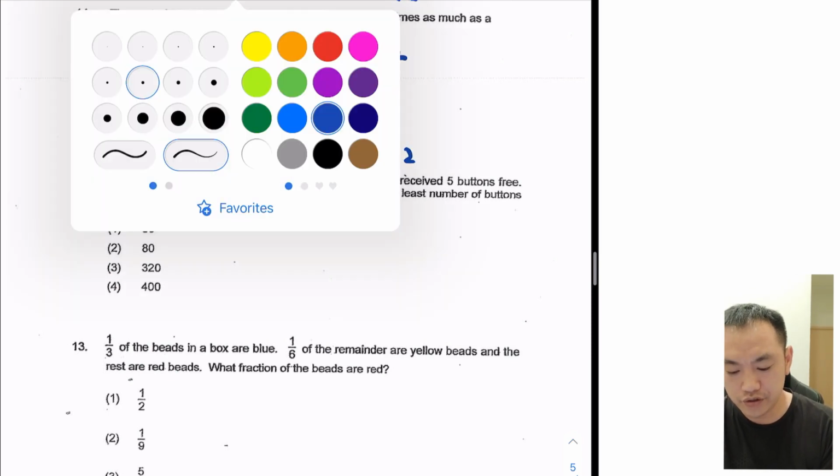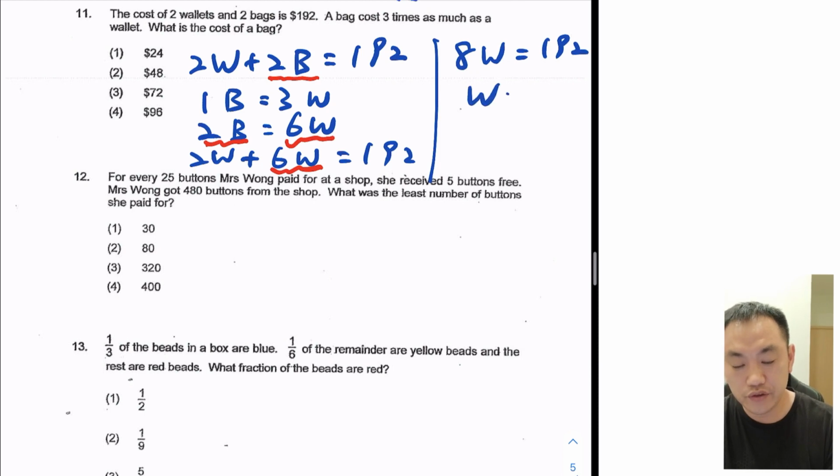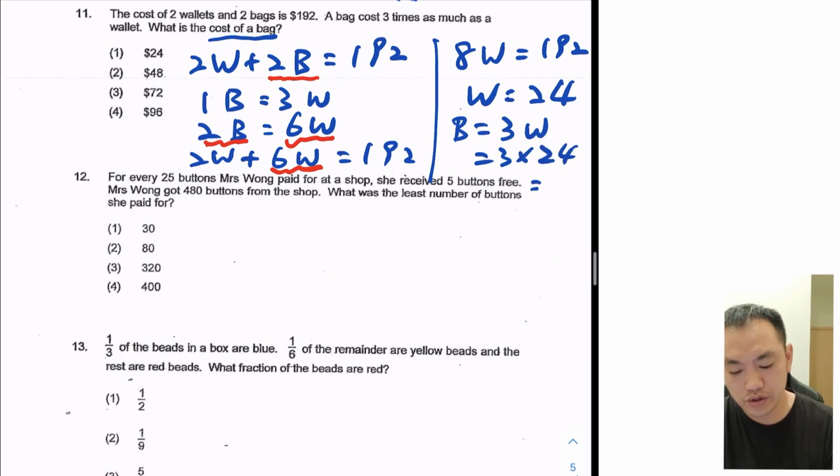So the change is mainly from here. 2 bags equal 6 wallets, so I can rewrite it. Sorry, let me change to the original color. So totally it is 8 wallets equal to 192, and if you do the division, you can tell 1 wallet is 24. The question is asking for the cost of the bag. The cost of the bag equals 3 wallets, which means 3 times 24 equals 72. So the answer is 3.